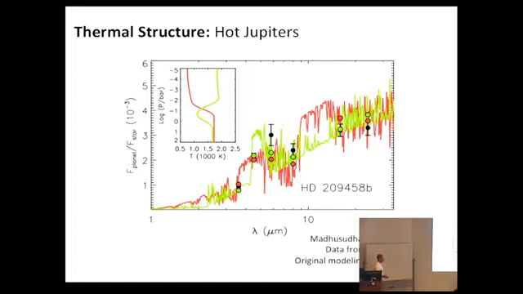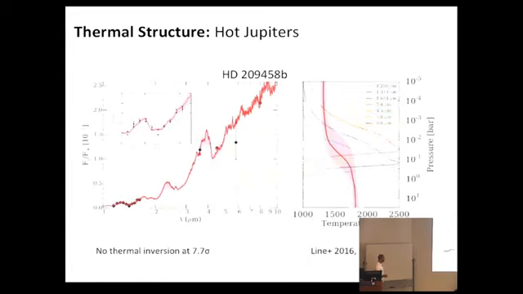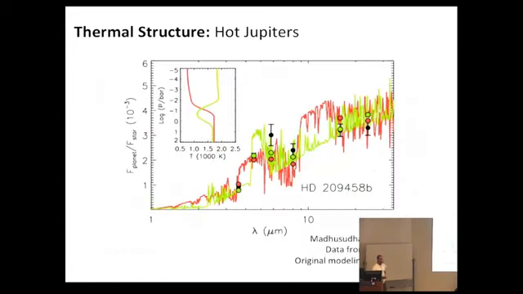So this was first proposed by Heather Knutson, Adam Burrows, and collaborators in a couple of papers from about 9 years ago. And then this figure is from Madhusudhan and Seager, showing a retrieval of an inverted thermal profile based on these data.